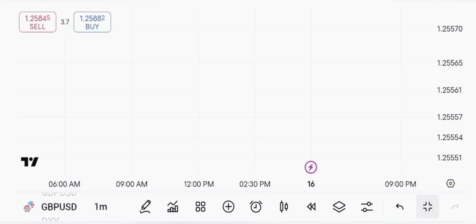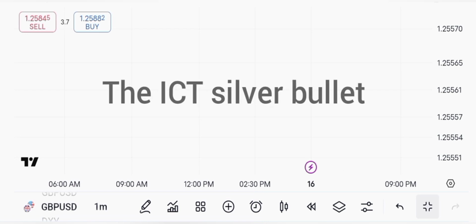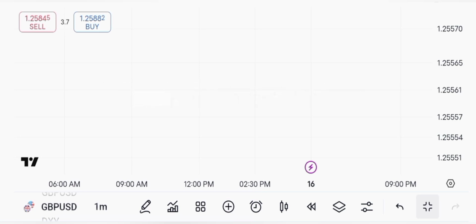Okay, so what exactly is the ICT silver bullet? The ICT silver bullet is an entry model taken within the 3 a.m. to 4 a.m. time period, right, on forex and stock indices. Now, quickly, there are some criteria or indications that I like to look out for first before entering a silver bullet model. So let's go into addressing that.